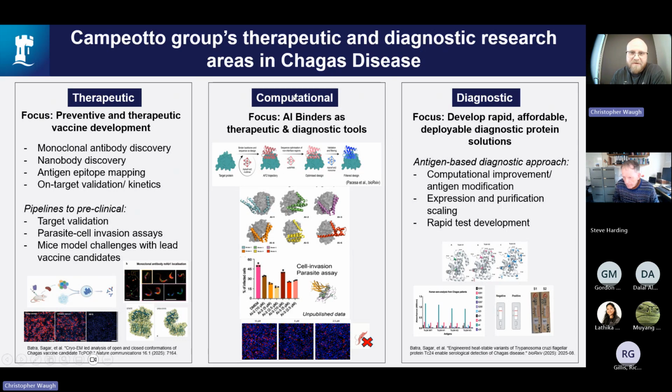We also have a computational approach to therapeutic and diagnostic tools. In particular, Lee should talk about this, but these things called AI binders, which are all the bells and whistles at the moment. And we've actually gone through the pipeline, designed panels, tested them in parasite cell invasion assays, and shown a considerable reduction compared to some of the antibodies that we work with. This is unpublished, but we actually have some really good biological data to show that this approach could work in theory. So we've got a few projects looking at this side of things.